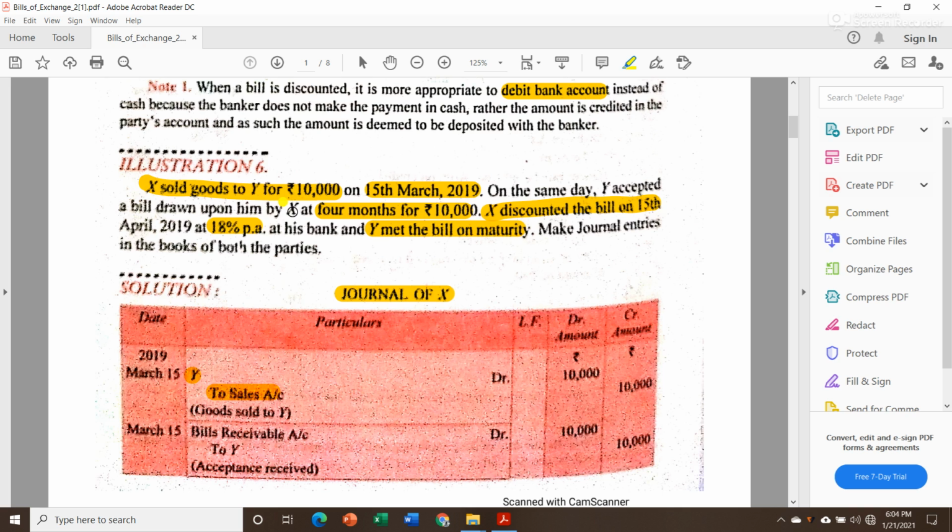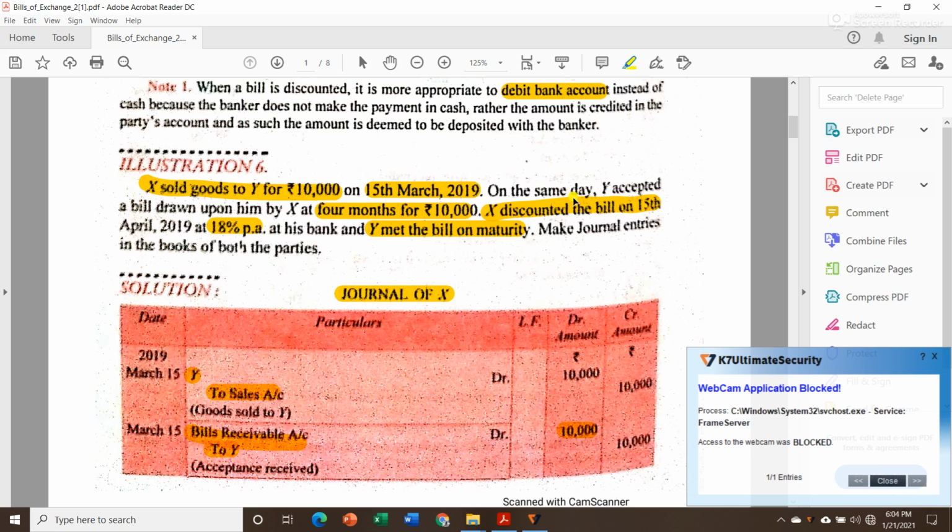So Y accepted a bill drawn by X. Then he again sent it back to Mr. X. So for him it will be bills receivable account debit to Y, same as previous use, 10,000.